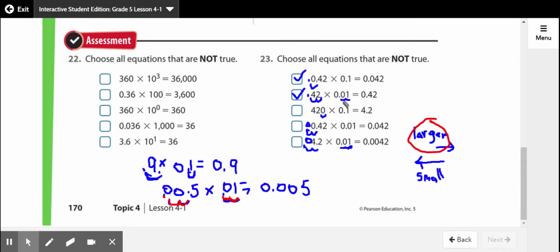So when you see these times 0.1 and 0.01, move it over to the left. When you see it times 100, when you see it times 1,000, move it over to the right. Okay, so you moved it over to the right 3. 1, 2, 3. And you would have got 360,000. So that is the difference.